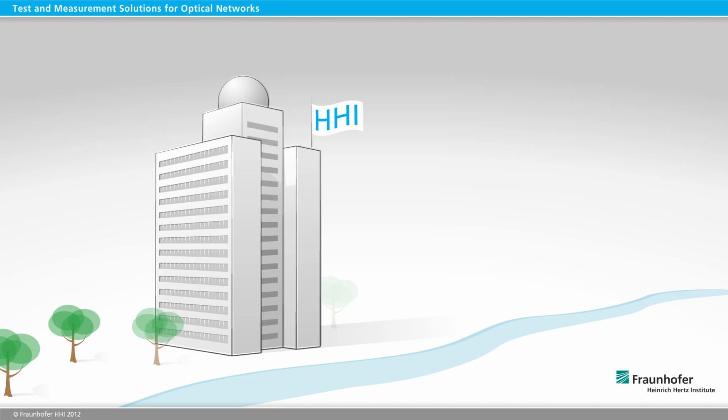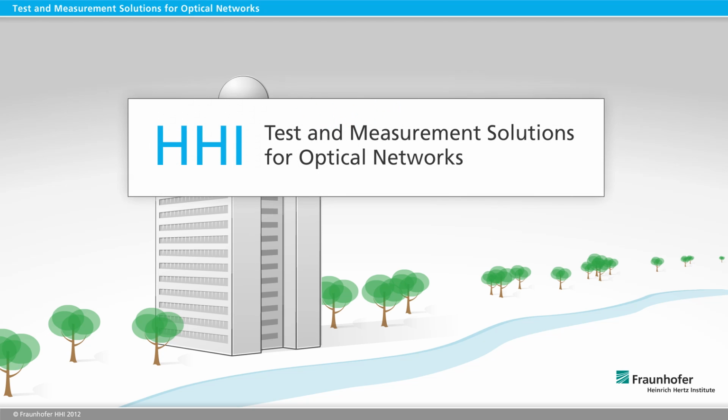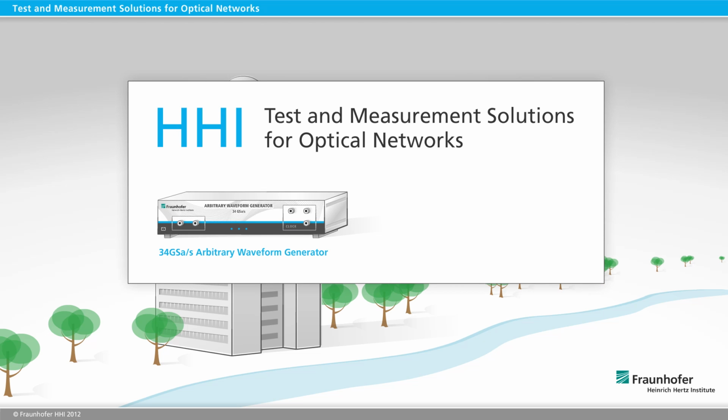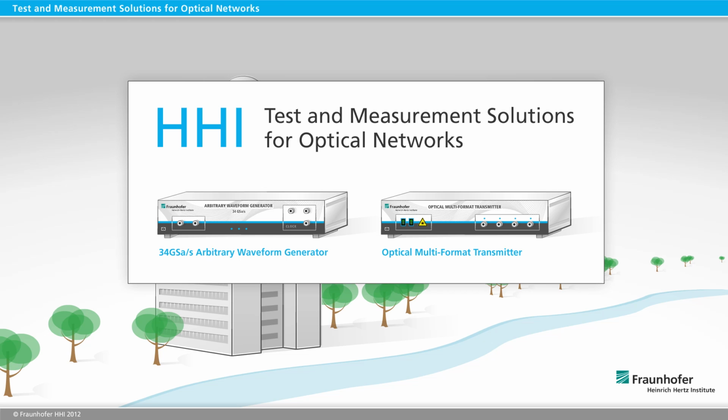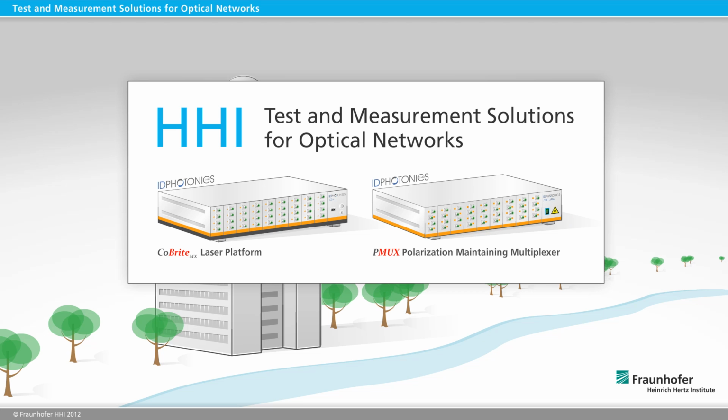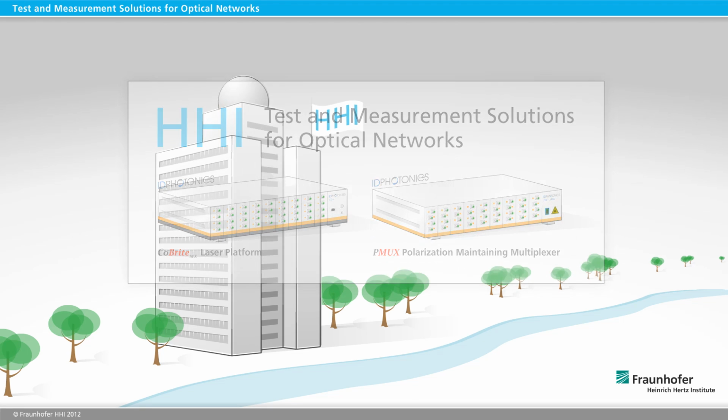High-speed equipment from the Fraunhofer Heinrich Hertz Institute offers you a platform for the development of next-generation ultra-high-capacity broadband network architectures with speeds of up to 54 terabits per second per fiber. The Arbitrary Waveform Generator, AWG, the Optical Multi-Format Transmitter, OMFT, the Cobright MX Laser Platform, a Polarization-Maintaining Multiplexer, PMUX.